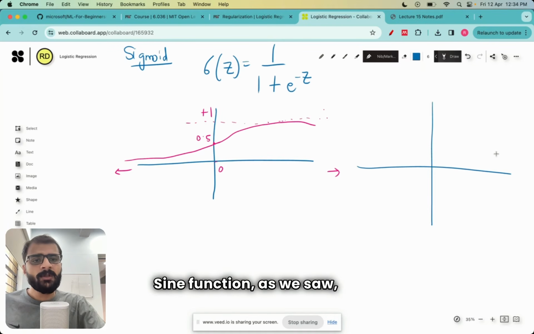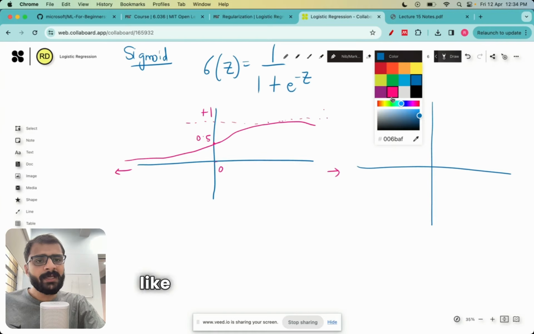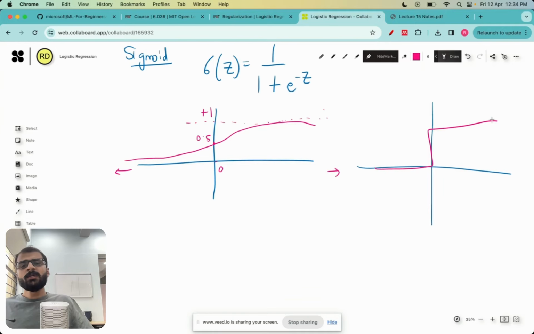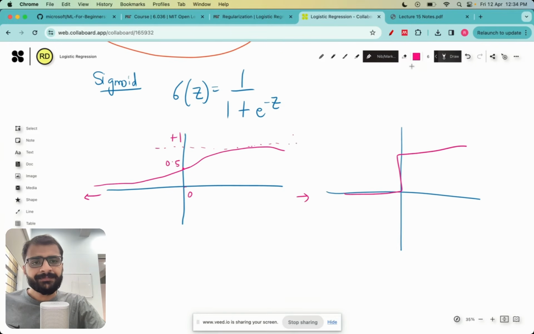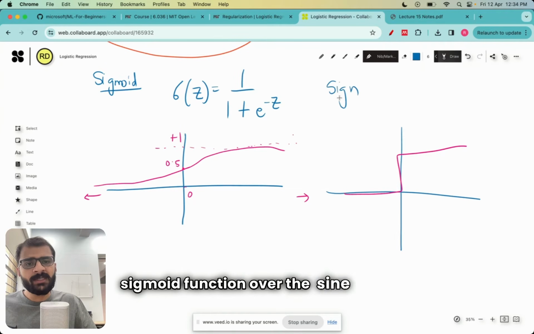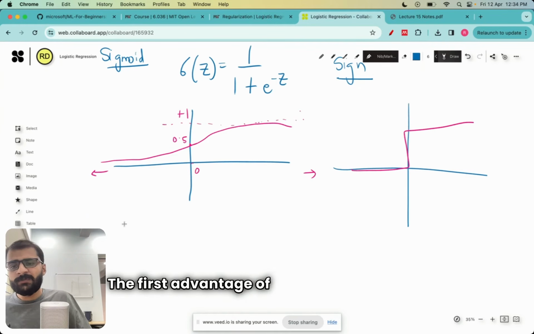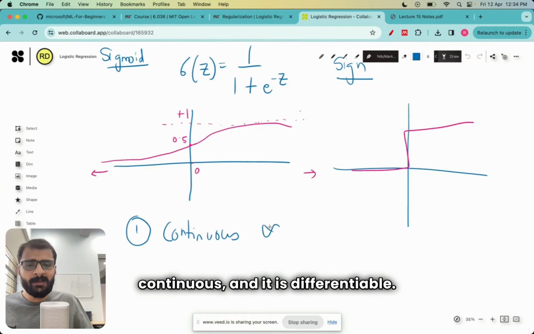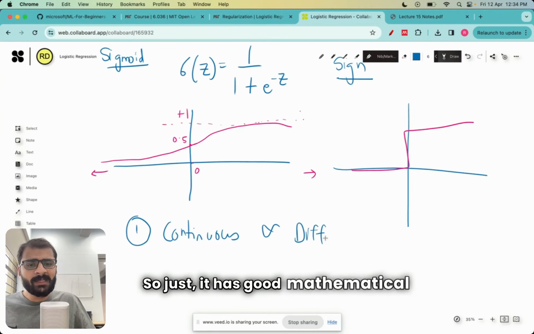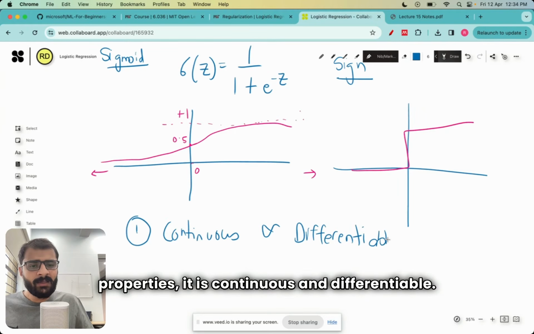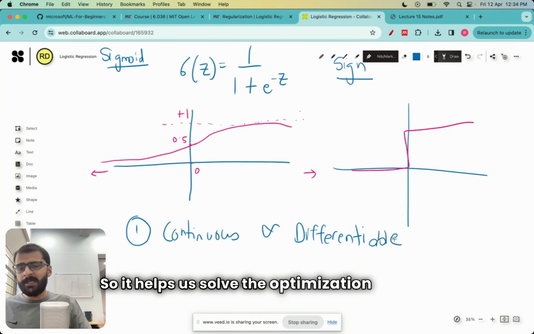The sign function, as we saw, looks like something like this ramp. So this is the sign function. There are two distinct advantages of the sigmoid function over the sign function. The first advantage of the sigmoid function is that it is continuous and it is differentiable. So it has good mathematical properties. It is continuous and differentiable, so it helps us solve the optimization problem.